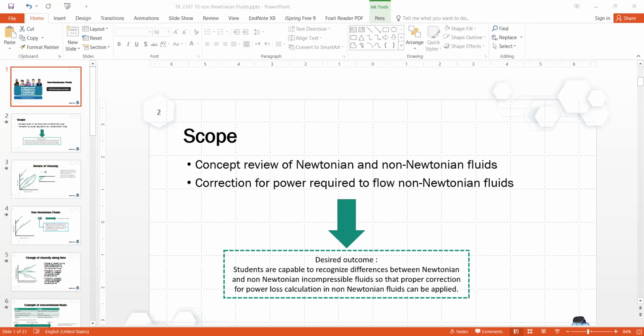Our desired outcome here is for students to be capable of recognizing the difference between Newtonian and non-Newtonian fluid, especially for the incompressible one. So don't think about non-Newtonian compressible fluid. It's going to be very complicated. It's not for you, undergraduate students. So that proper correction for power loss calculation in non-Newtonian fluids can be applied, or at least can be estimated.